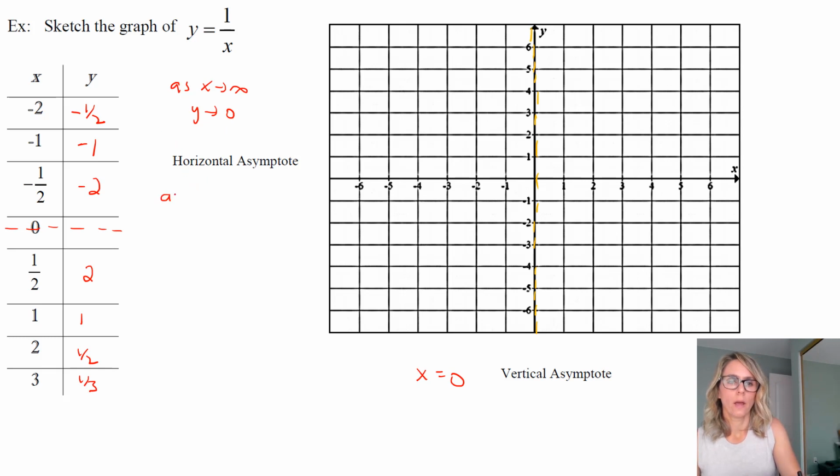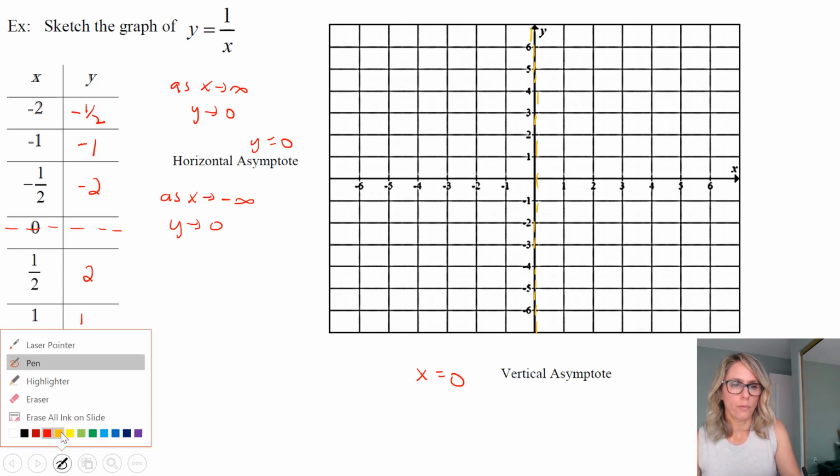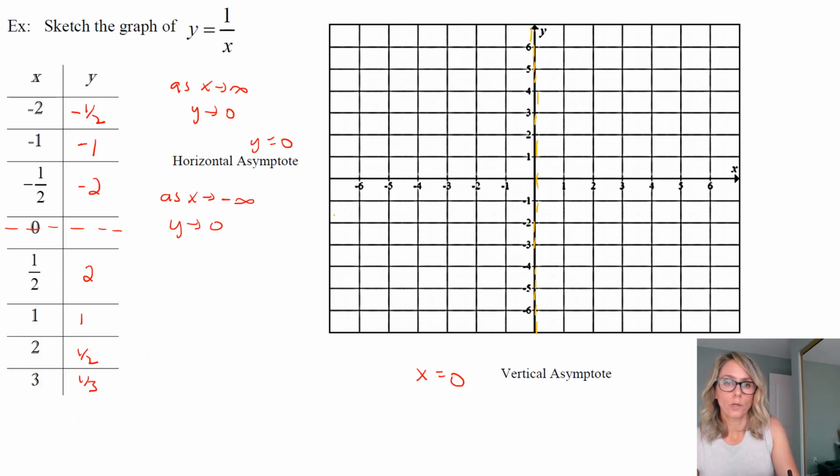And as x goes to negative infinity, the same thing's happening. 1 over negative 1,000, 1 over negative 1,000,000 is still very, very tiny. So y is going to 0 as well. That tells us that our horizontal asymptote is y equals 0. And so we can put that on here. We don't really need much more, to be honest. We have some points that we found, and we have no x-intercepts and no y-intercepts.